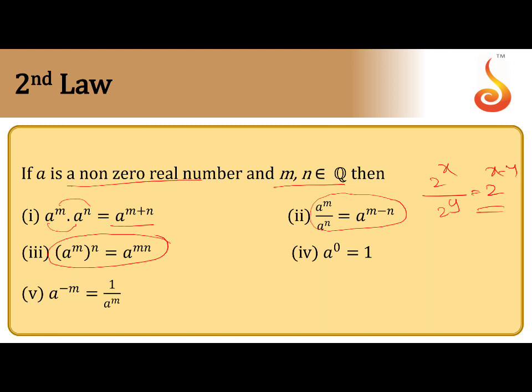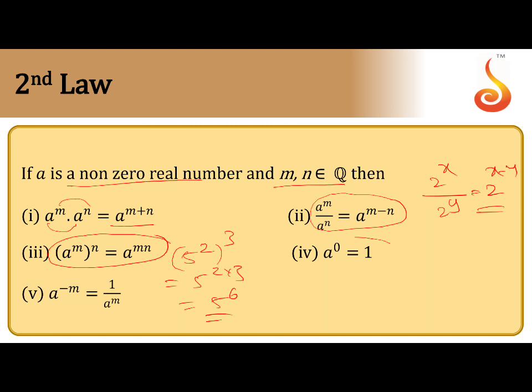That is the next, third one: a power m whole power n is a power mn. This is also another most important property. Let us take one example: 5 power 2 whole power 3. So it is 5 power 2 into 3. You should not add 2 and 3, you should multiply 2 and 3, that is the property here. So 5 power 6 is the answer.